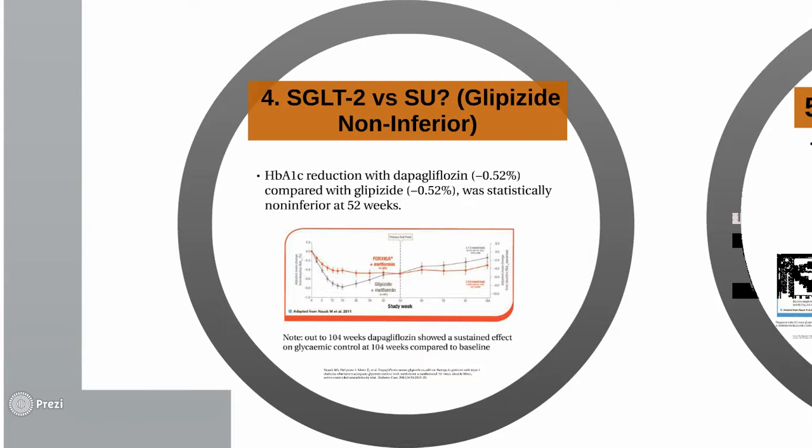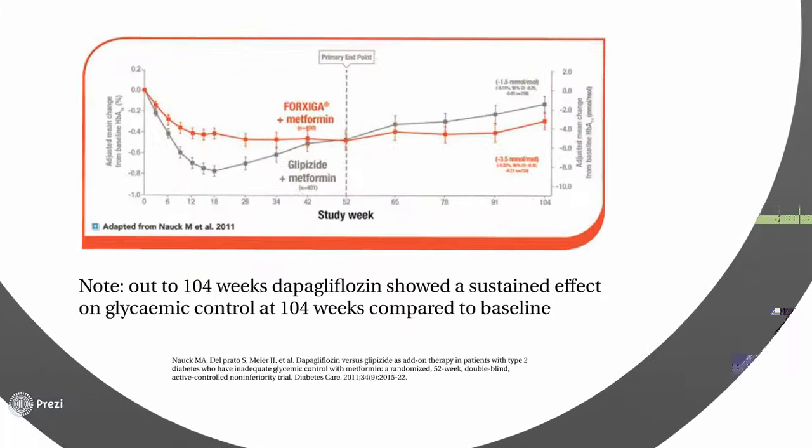There were statistically significant reductions, or statistically similar reductions in A1C versus the sulfonylureas. And let's zoom into that slide. If you look at the bottom, the length of time is in weeks, from 0 to 104 weeks. We know that sulfonylureas lack glycemic durability.